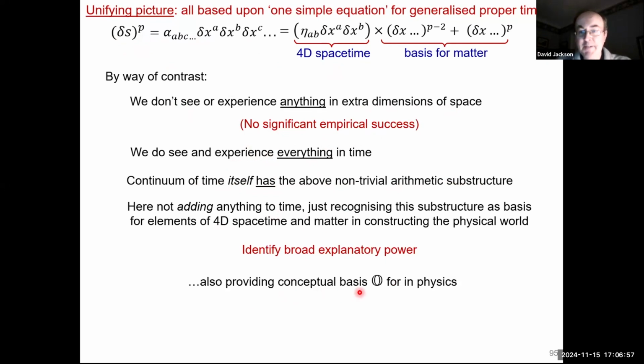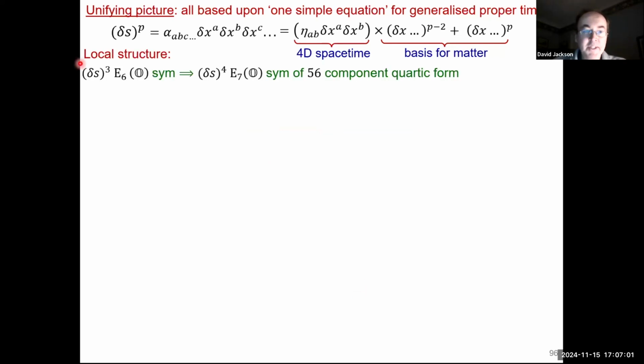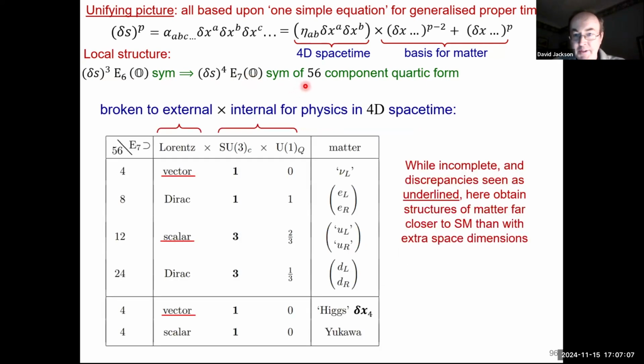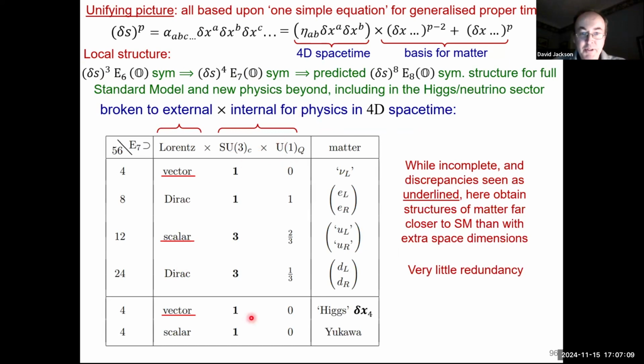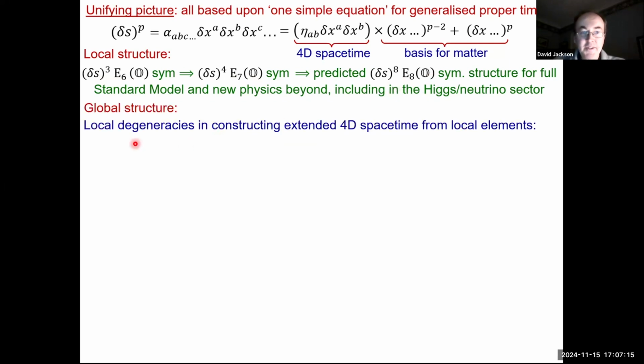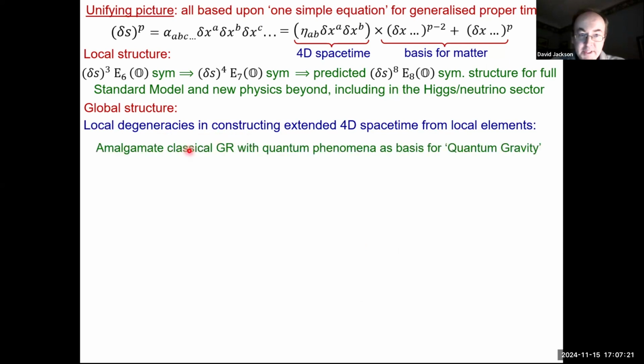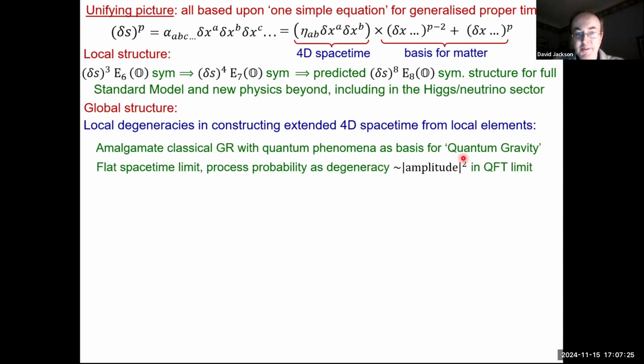It also provides a conceptual basis for introducing the octonions into physics, and that comes in because these cubic and quartic forms involve the octonions with E6 and E7 symmetry. I'll just flash through what I showed earlier about how this reproduces elements of the standard model and the prediction for E8 to get a full picture of the global structure. I use these local degeneracies in constructing the four-dimensional space-time to amalgamate general relativity with quantum phenomena as a basis for quantum gravity.